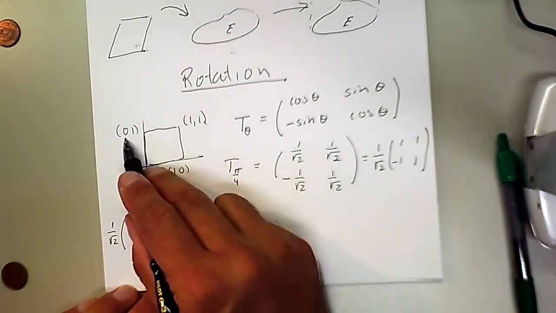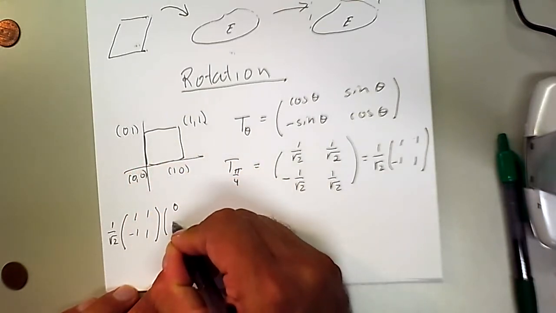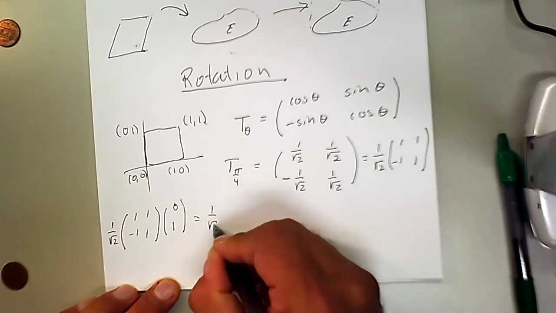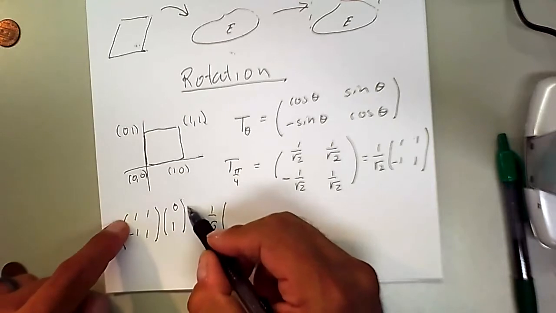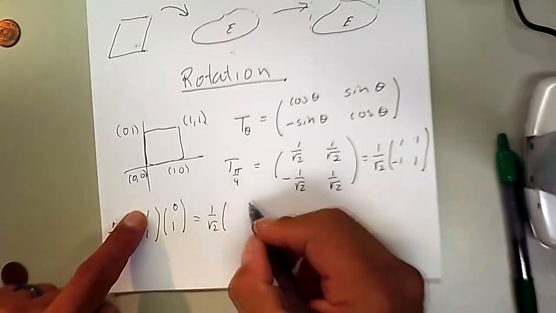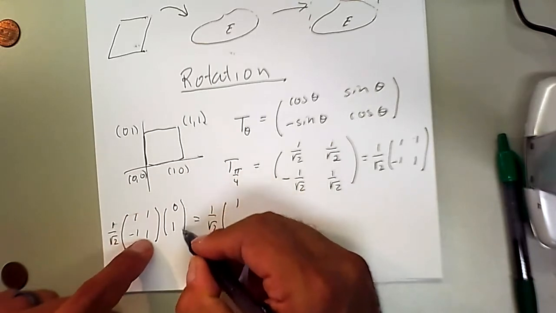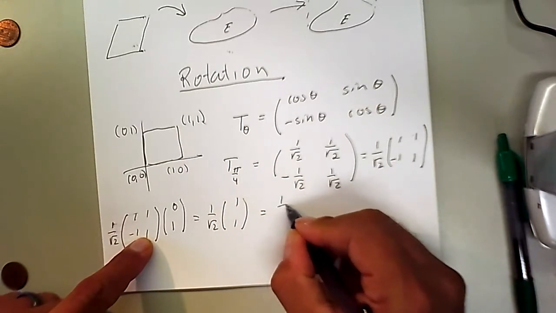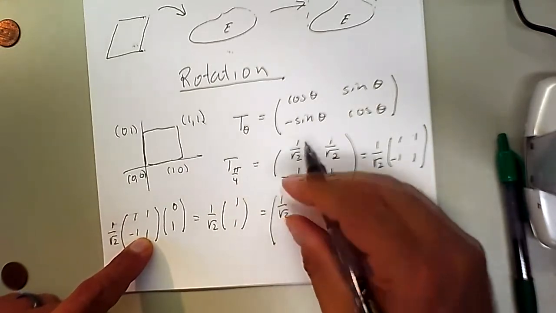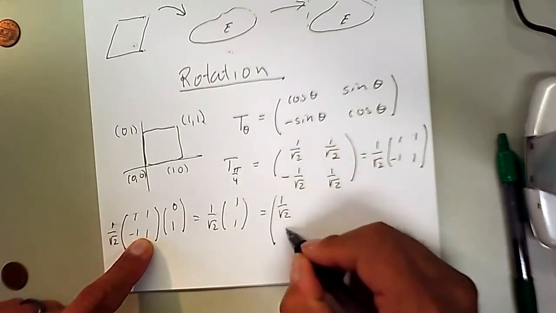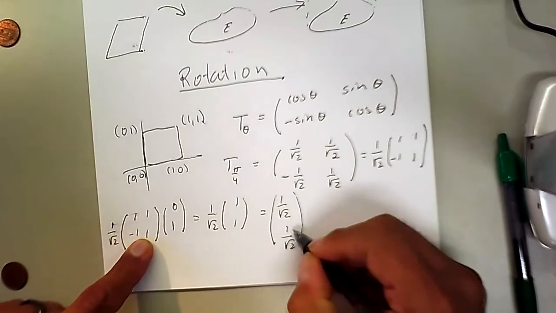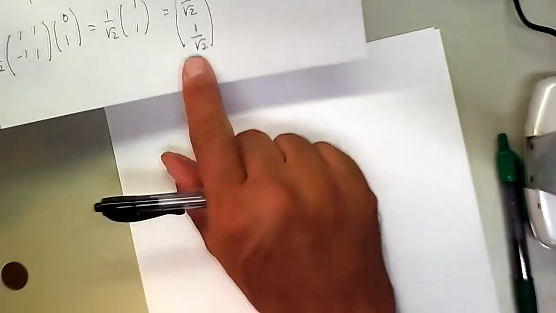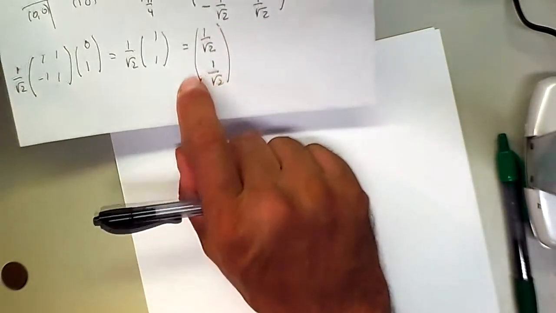So I'm going to multiply 1 over the square root of 2 times the matrix 1, 1, negative 1, 1, with, let's see where this point moves to, 0, 1. And remember how to do the multiplication: 0 plus 1 is 1, and then 0 plus 1 is 1. So we end up with 1 over the square root of 2 times 1, 1. That's when we multiply this back with that. So 0, 1. And then we think of this again as an XY coordinate.